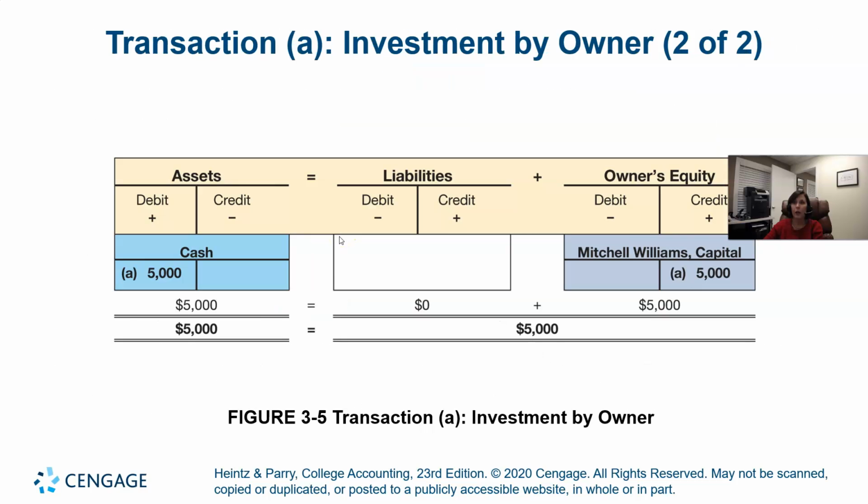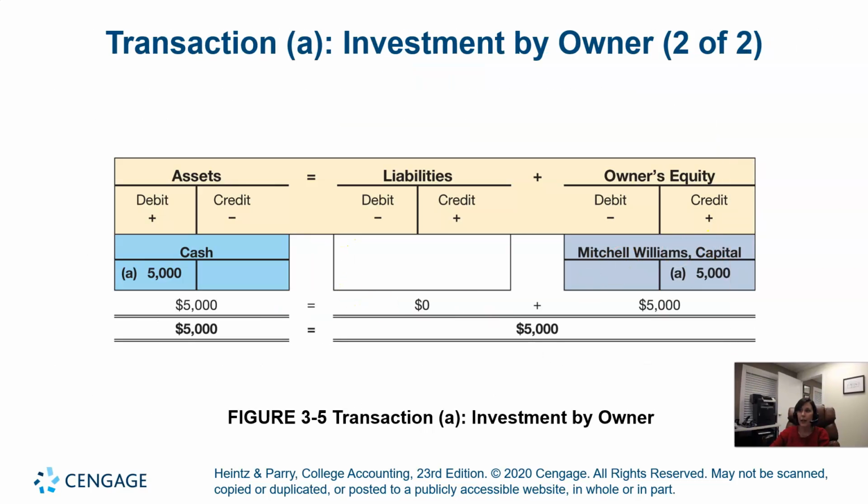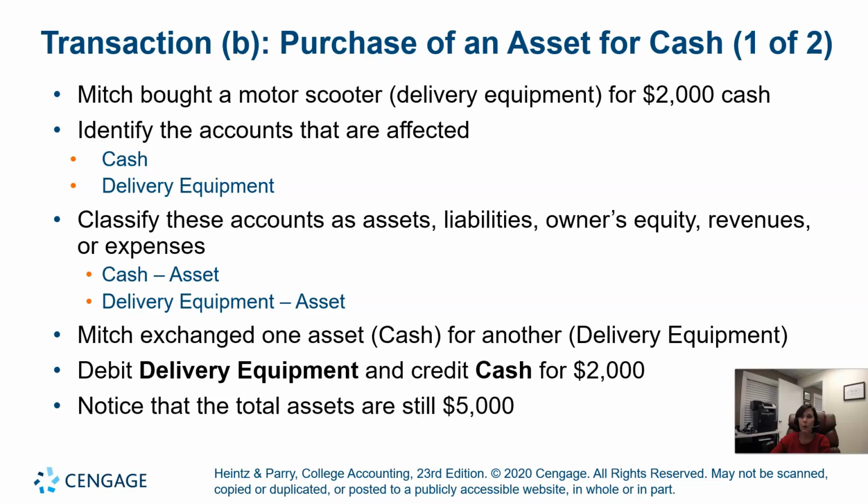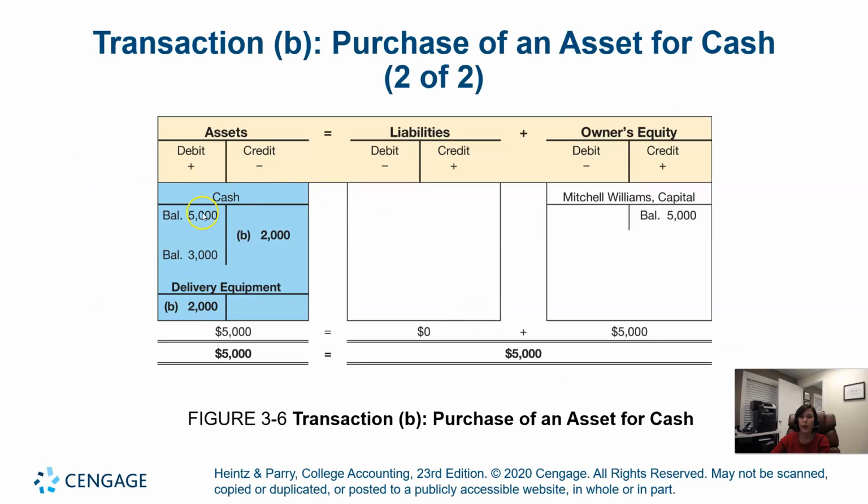Let's go back to after our first transaction. We had assets totaling $5,000, and we had $0 in liabilities, and our owner's equity was $5,000. So our balance sheet equation was true: assets equal liabilities plus owner's equity. And so now, moving on, we've added yet another transaction.